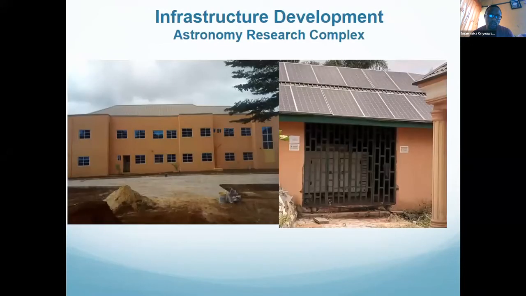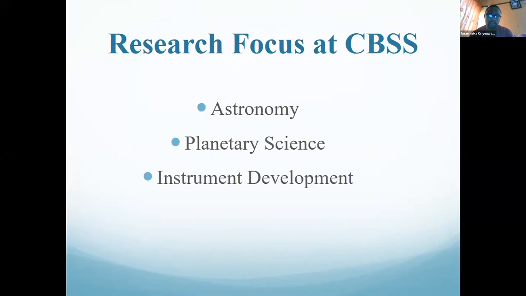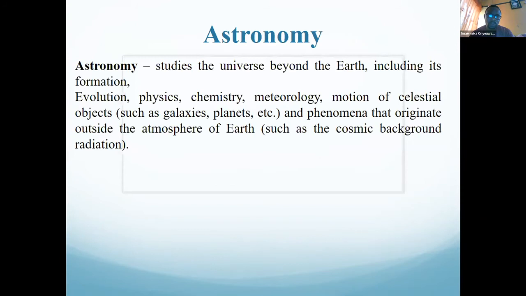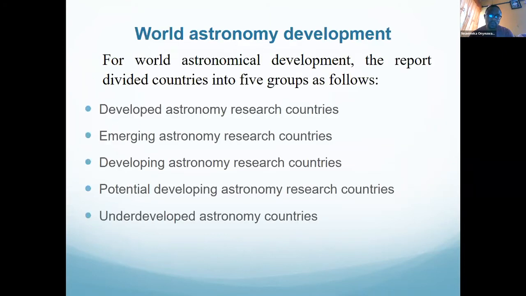Now, this is where we are located. This is our new observatory complex, and we also have an uninterrupted power supply at the complex. So we have three main focus research areas. We have astronomy, planetary science, and instrument development. Now, astronomy being the study of the universe and the formation of the universe, we go into meteorology, motion of celestial bodies, and what have you.